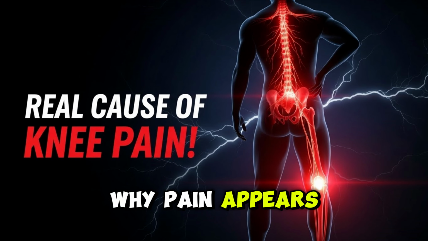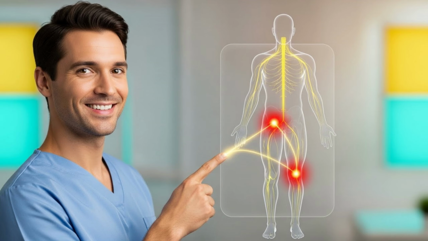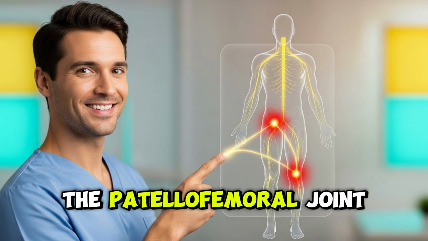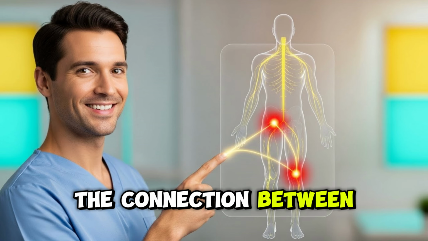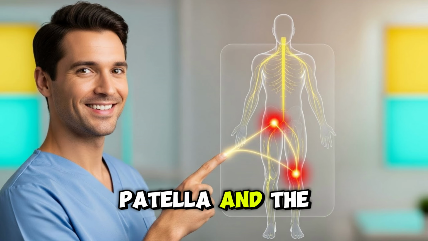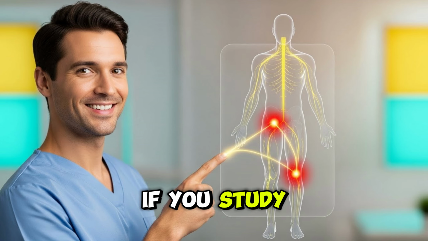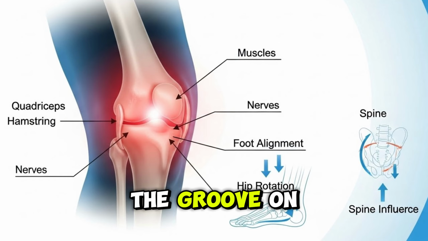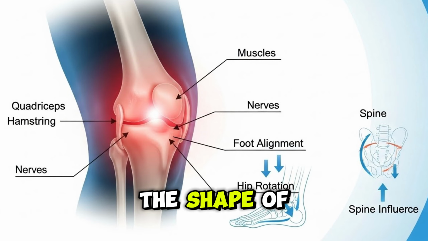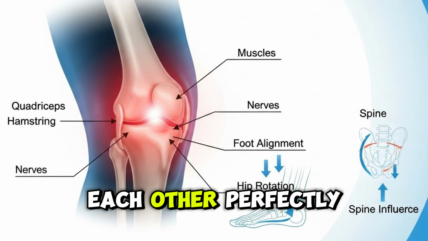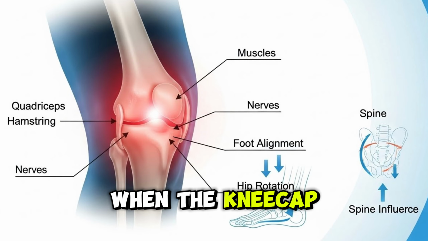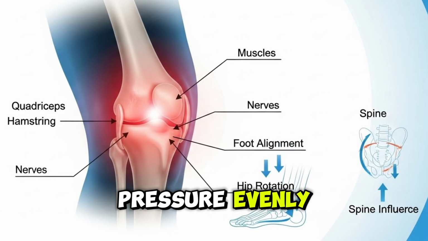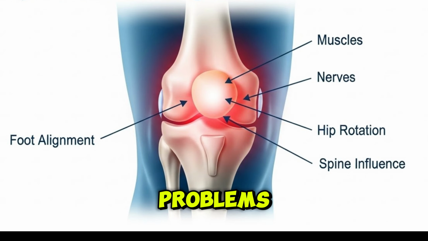1. Why pain appears in the front of the knee. Pain in the front of the knee usually comes from the patellofemoral joint, the connection between the kneecap, patella, and the femur. If you study this area anatomically, you'll notice something important. The groove on the femur and the shape of the patella match each other perfectly. When the kneecap glides smoothly in that groove, the cartilage distributes pressure evenly and works without problems.